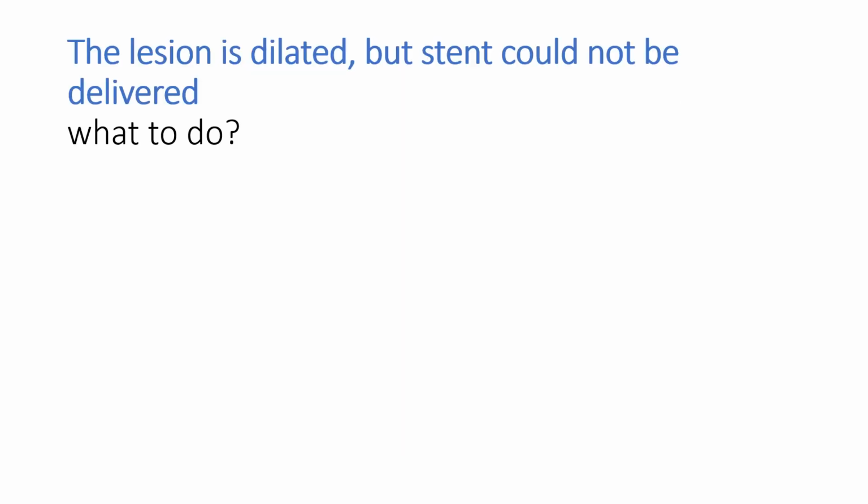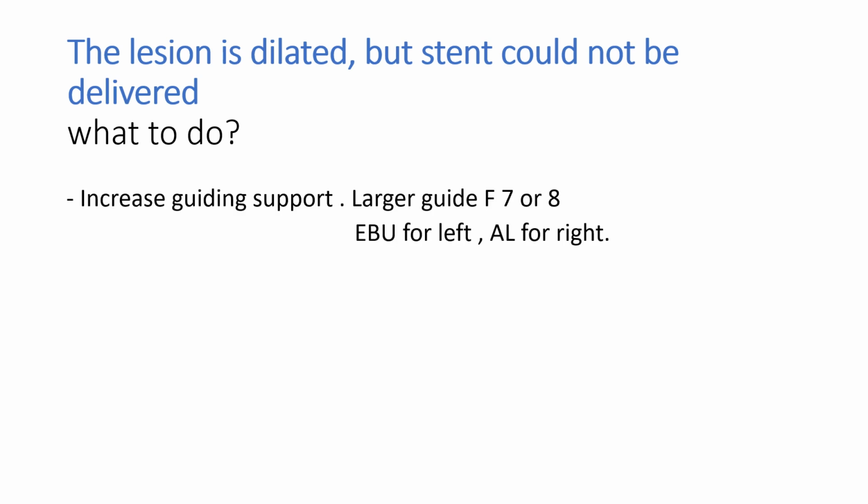So what to do? The lesion is dilated, but the stent could not be delivered. We have to increase the support, and this can be done by a large guiding cath. Having a French of 7 or 8 gives better support than 5 or 6. The shape of the guiding catheter is also important. An EBU for the left and an AL for the right give better support.